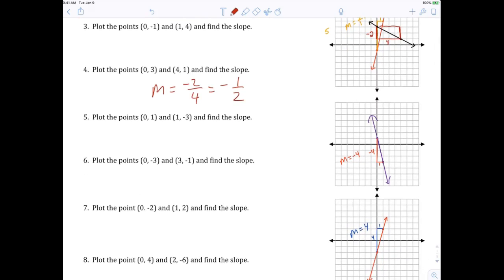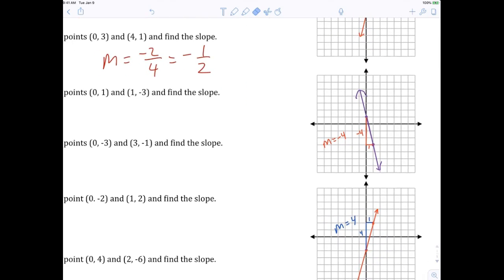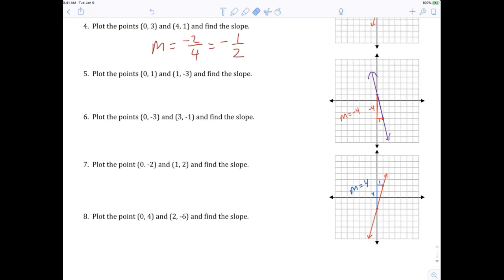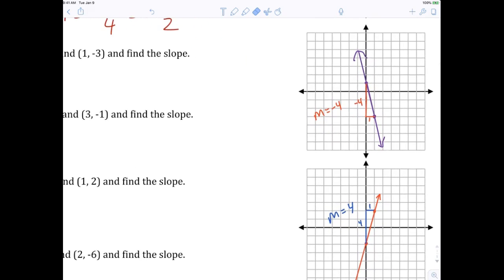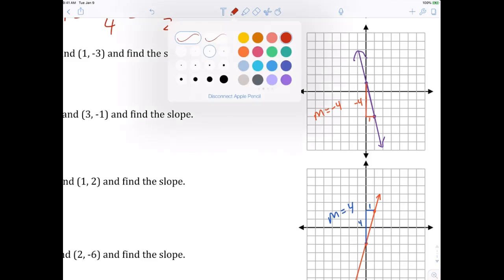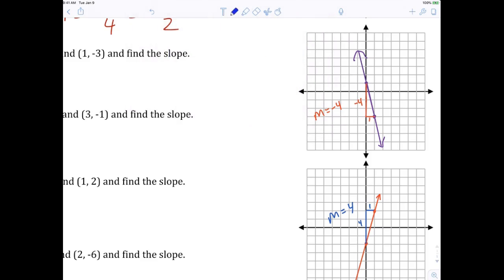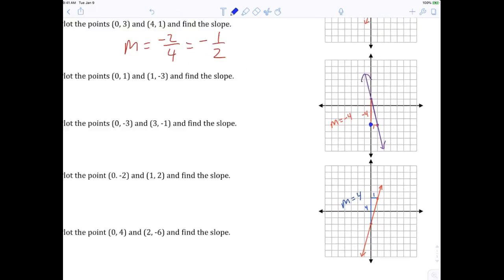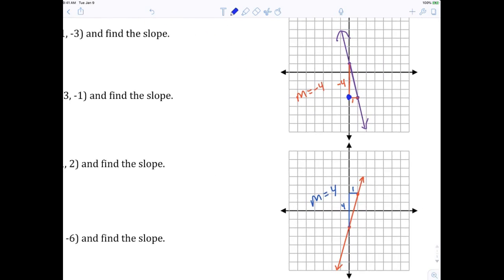All right, so now I'm on 6. I think what I'm going to do is I'm just going to cross... No, I don't want to cross that out. All right, so number 6. Here we go. 0, negative 3. Right here. And then 3, negative 1. Right there.